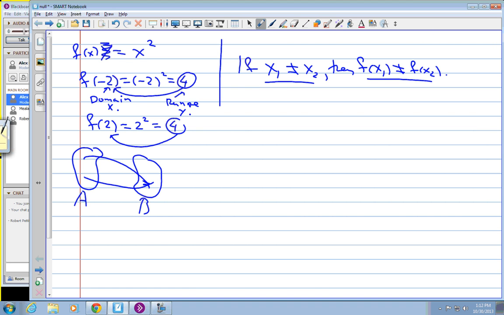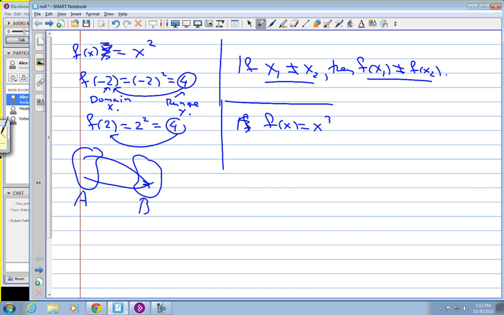So x cubed, okay? If I consider f of x equals x cubed, for every x, you're going to get a y, and if you take any two different x values and you cube them, you're going to end up with two different y values. Okay?